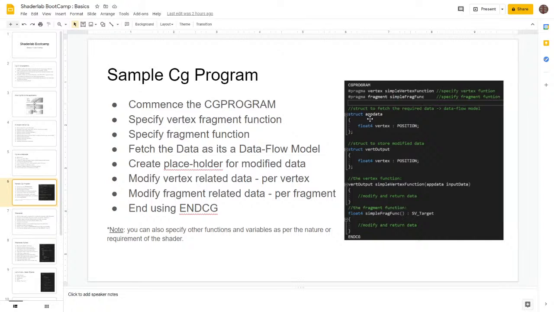So it's very simple. You start a CG program, you define your vertex and fragment shaders, you take the input, you provide a structure for modified input, you modify the input in the vertex function, and pass it on to the fragment function, just as in the pipeline we had seen when Girish was presenting. And then in the fragment function we finally say that this fragment would be of this color. Pixel would be defined later on. And then we end the CG program.